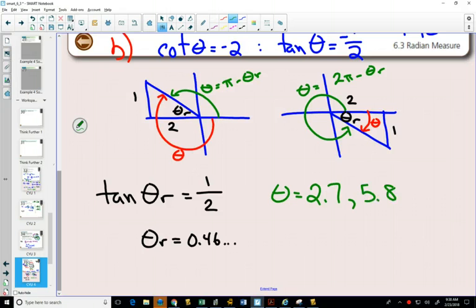For your red angles, and I'll just finish this up, your first red angle is just going to be negative your reference angle, negative 0.5. And your second one will be 180 plus your reference angle, so pi plus your reference angle, negative 3.6.